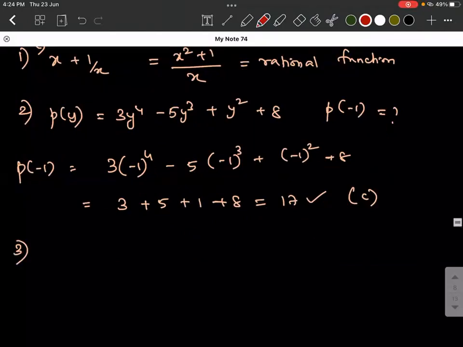Third, degree of polynomial. So degree is 3. So this is also option C only. Fourth one.